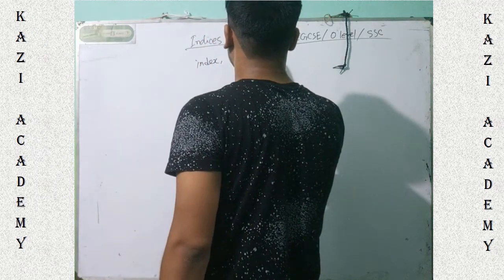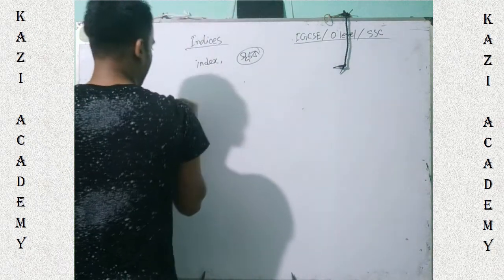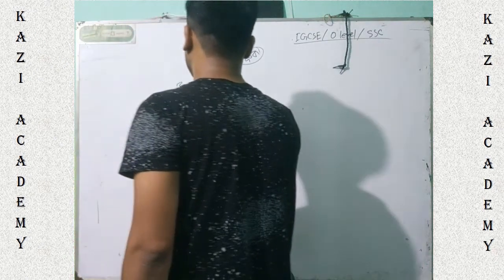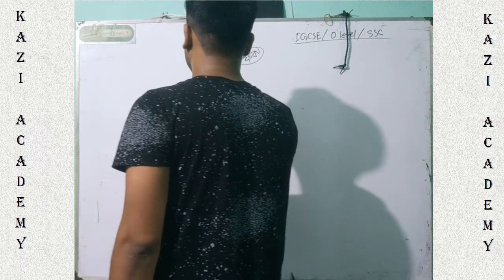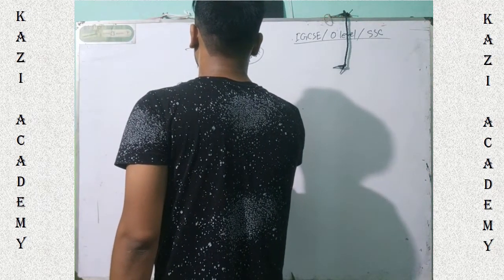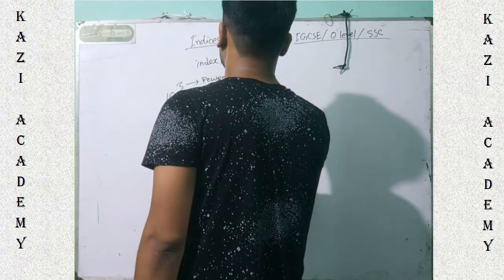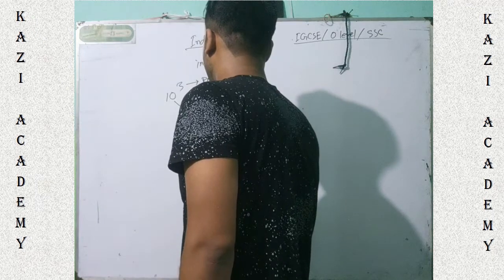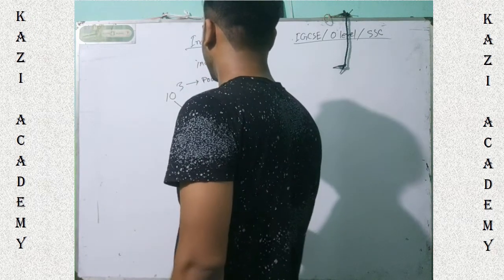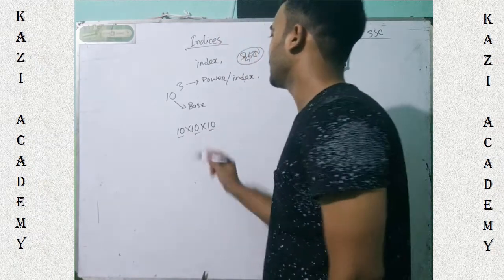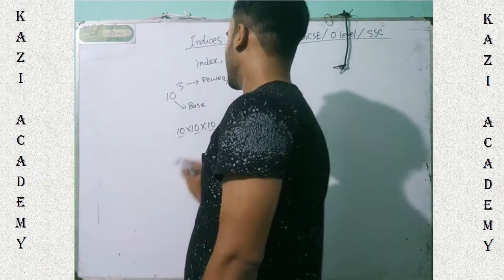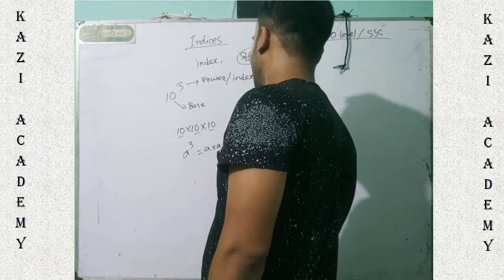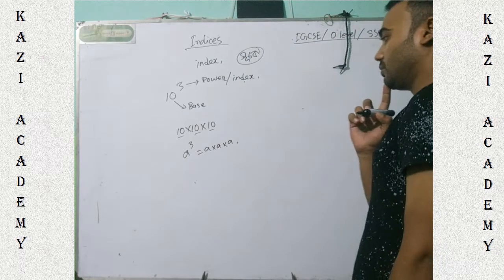So what we in Bangla call সূচক, index. If I write, for example, 10 to the power 3, here 10 is called the base and 3 is the power, or simply it is called the index. So 10 to the power 3 means multiply 10 thrice by itself, 10 times 10 times 10. So if I write a to the power 3, that means a times a times a.